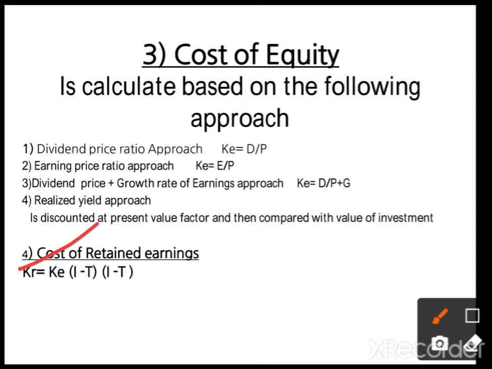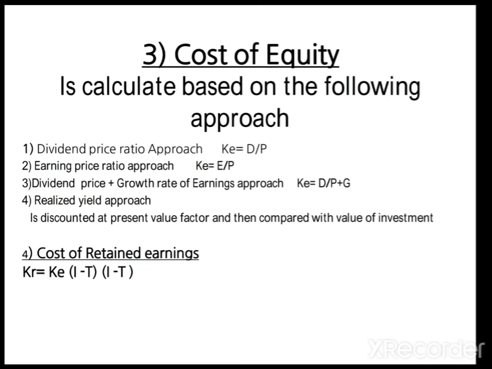So what is the formula for calculation of retained earnings? KR, the cost of retained earnings, is equal to KE (1 minus T) (1 minus B). I made a small mistake; it is 1 minus T and 1 minus B, make the correction. KR means cost of retained earnings, KE means cost of equity, T means tax rate, B means brokerage cost.